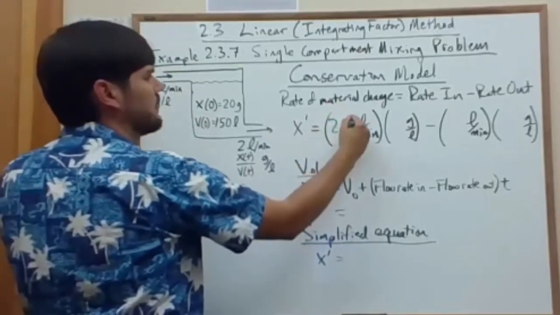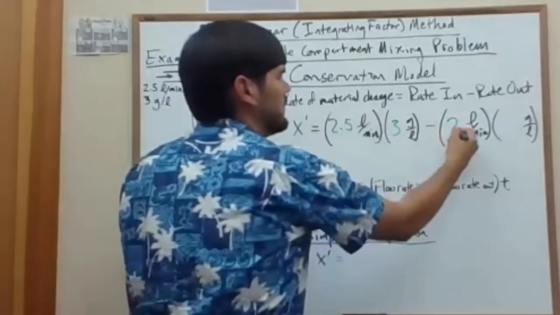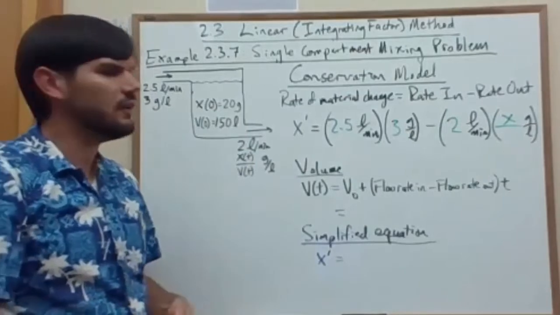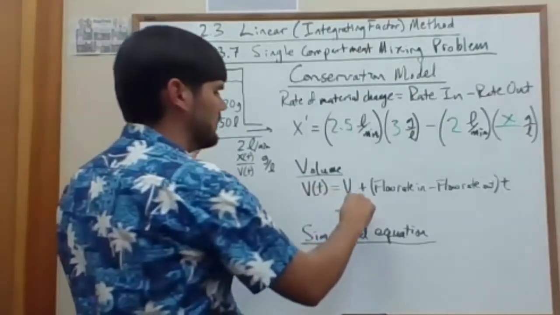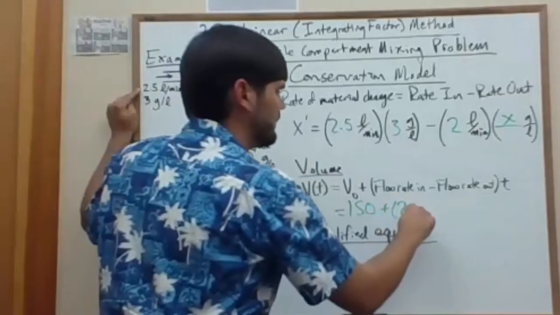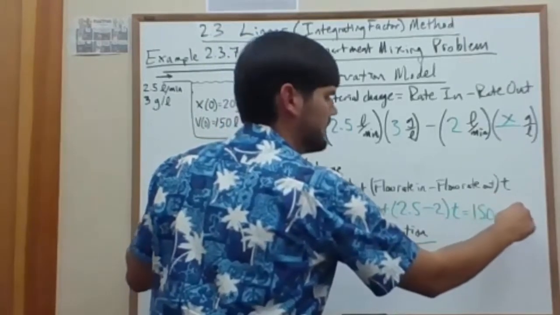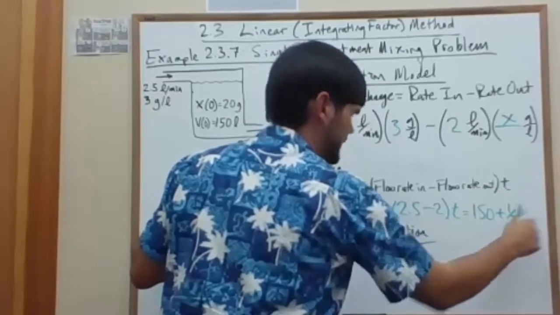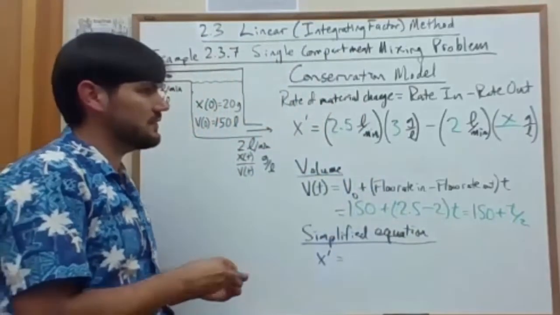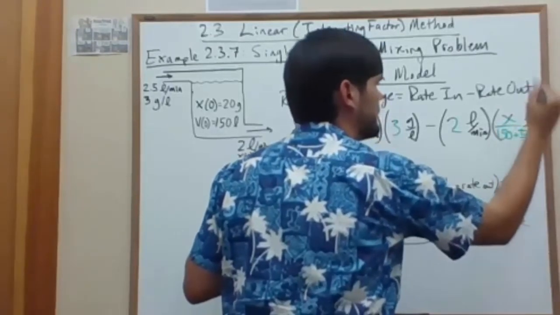Flow in, liters per minute, 2.5. Concentration in, 3. Flow out, 2 liters per minute. Concentration out, X over V of T. Well, to find out that volume, we need to take the initial volume of 150 and then add the net flow rate. Flow rate in is 2.5. Flow rate out is 2. All that times T, giving us 150 plus 1/2 or 0.5 T. I'll write that as T over 2. Okay, so let's fill that in. 150 plus T over 2.